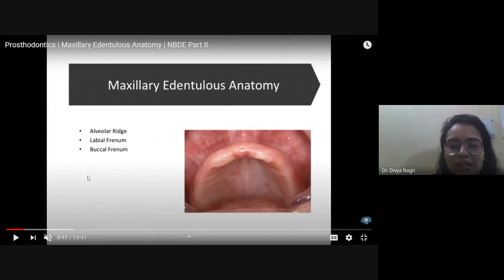Starting with the maxillary anatomical landmarks, we can see the alveolar ridge. This is the maxilla. This is an edentulous maxilla. Edentulous means it is not having any teeth. The patient is not having any teeth in his or her mouth. If the patient is not having any teeth, that patient is known as an edentulous patient. This is the alveolar ridge of the edentulous patient.